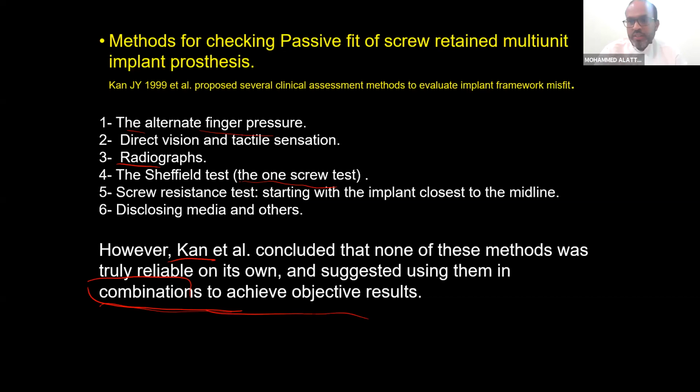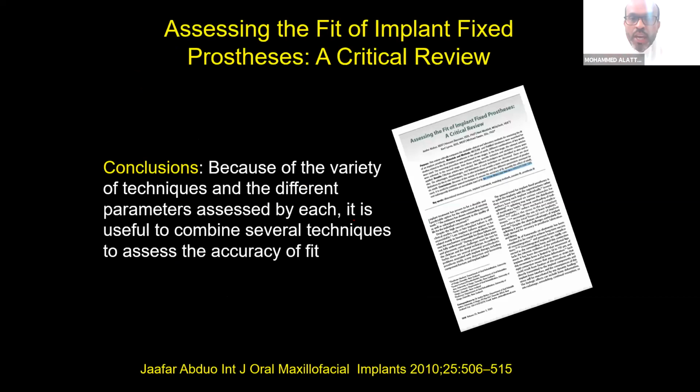Later, there is also a study, a critical review, and they concluded the same as Joseph Kan, that it is useful to combine several techniques. I will not use only one technique to check the fit of the prosthesis. You can do it with the one screw test, the radiograph, tactile sensation, or screw resistance. You can combine these points to achieve a good result.